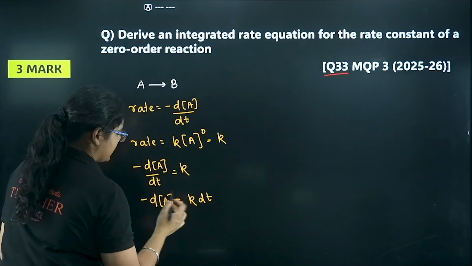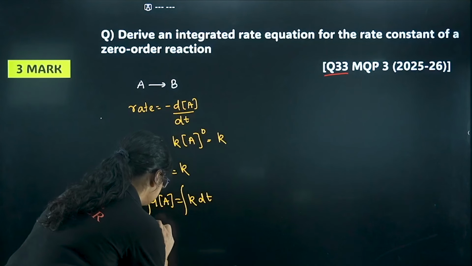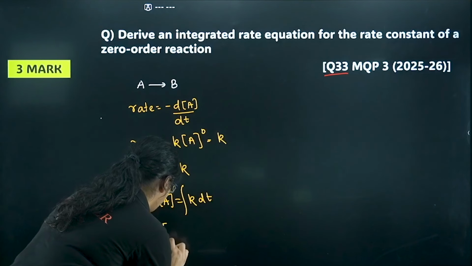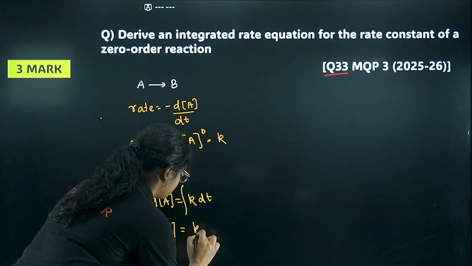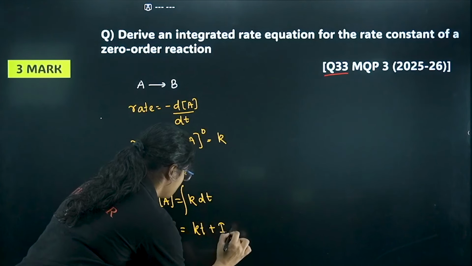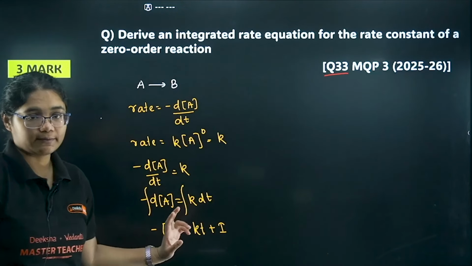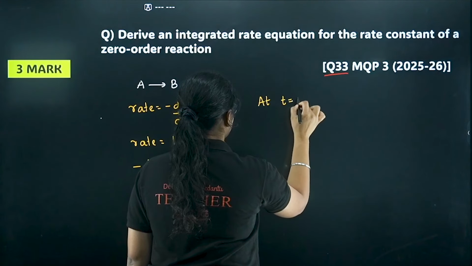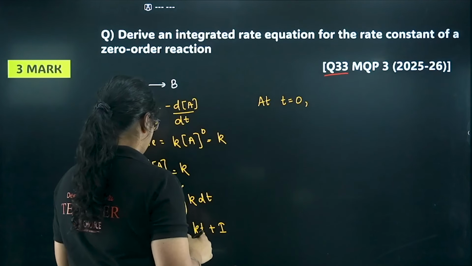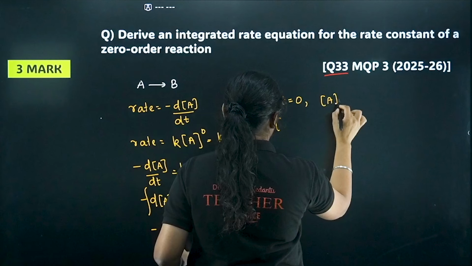Now take integration on both sides. So if I take integration on both sides, that will become minus A is equal to KT plus I, where I is the integration constant. Now our task is to find the value of I. So at time t equal to 0, what can I calculate? Minus A naught, since the A value will be A naught here.